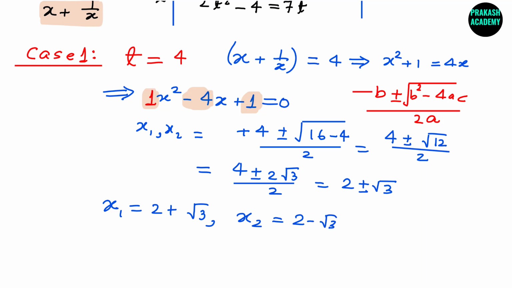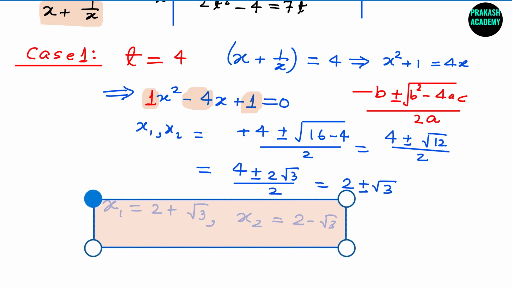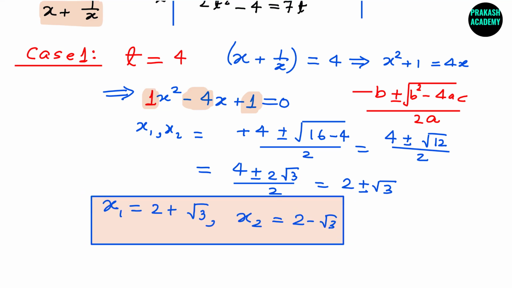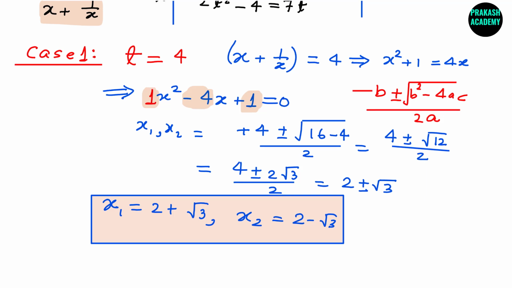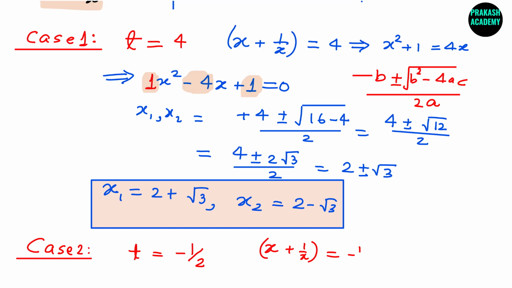So from this case you will have two solutions, and of course these two solutions are positive numbers. 2 minus root 3 is a positive number because root 3 is 1.732, and 2 plus root 3 is also a positive number. Now consider case 2. That is t is equal to minus half. This means x plus 1 by x is equal to minus half.